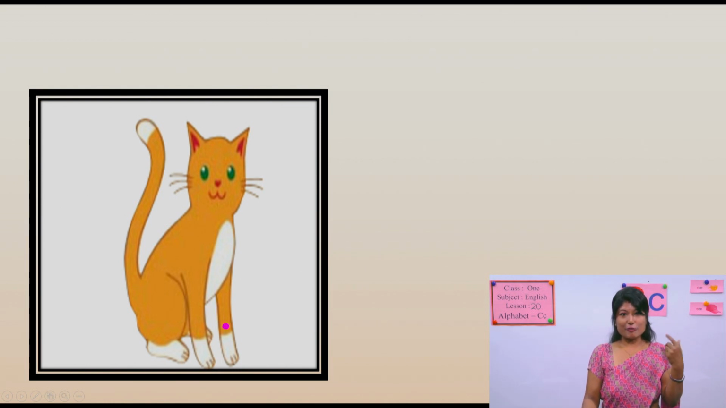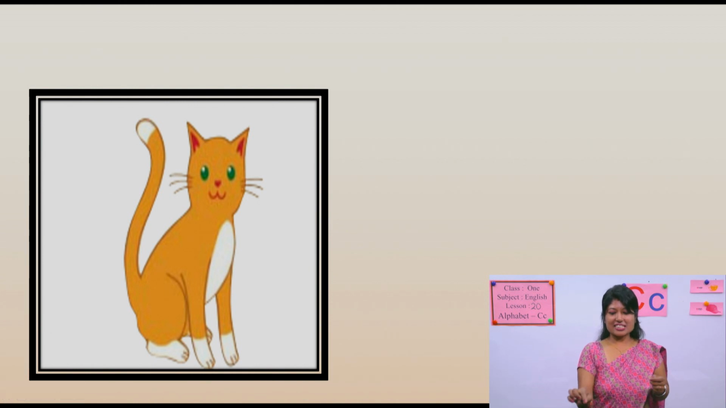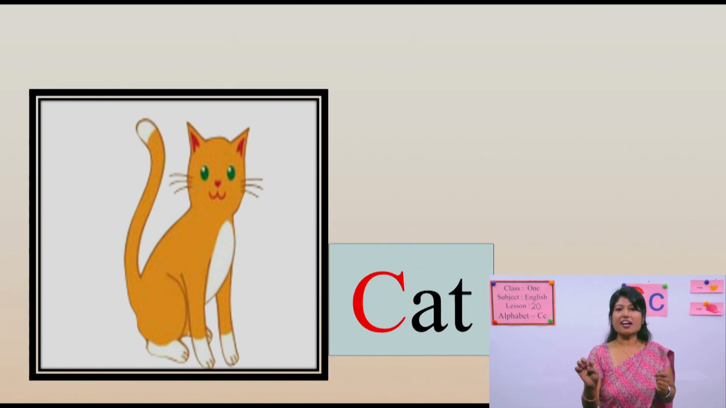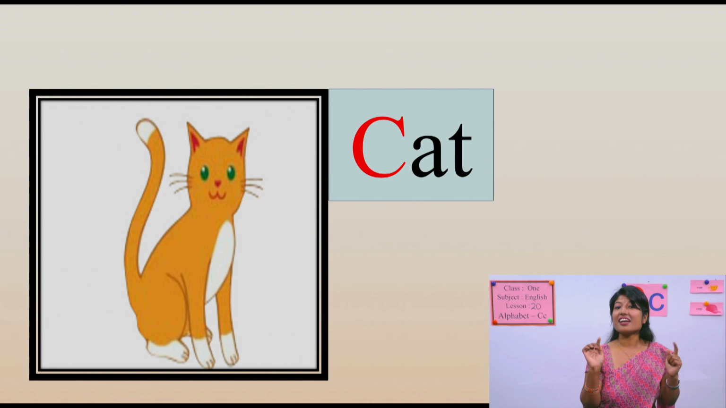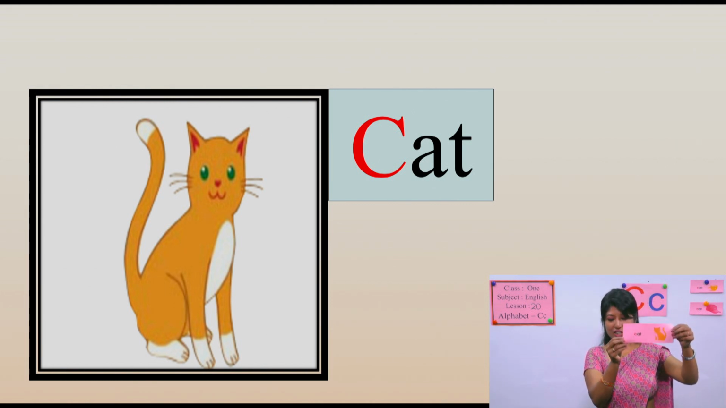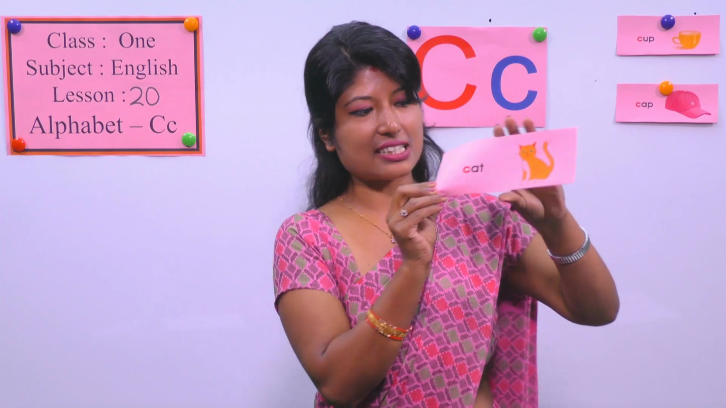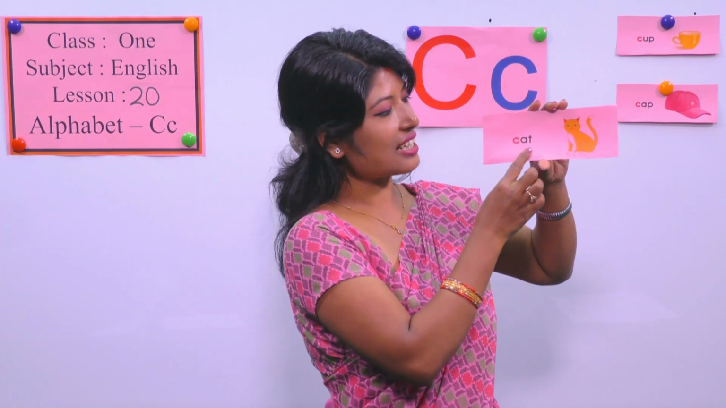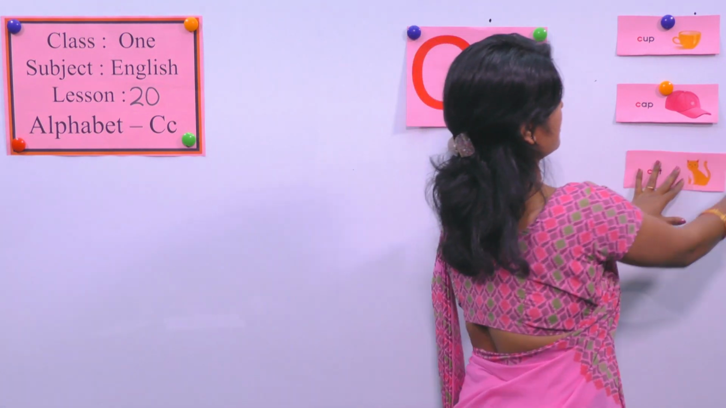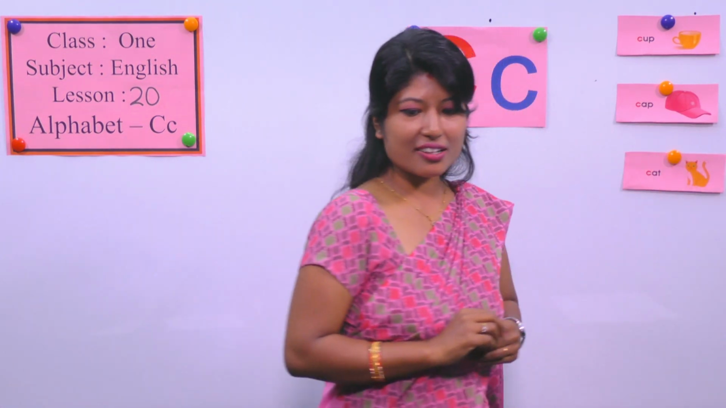And it has 4 legs. 1, 2, 3, 4. Right? And eyes, 2 eyes. 1, 2, and there is a nose and mouth. Right? So a very cute cat is here. Cat. Yes, here is cat, and here I have got the picture of cat in the slip as well, and the word cat. So let's paste it also on the board.